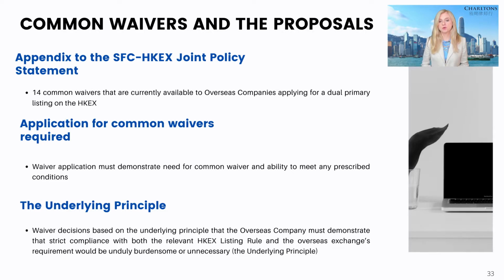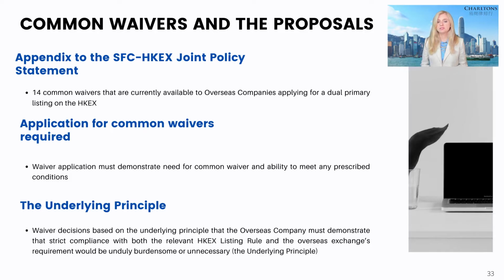The Hong Kong Exchange requires overseas companies applying to dual primary list on the exchange to submit a waiver application demonstrating their need for any common waivers applied for and their ability to meet the prescribed conditions. The Hong Kong Exchange considers each waiver application based on the company's particular circumstances. The Hong Kong Exchange determines whether to grant a common waiver based on the underlying principle that the overseas company must demonstrate that strict compliance with both the relevant Hong Kong Exchange listing rule and the overseas exchange's requirement would be unduly burdensome or unnecessary.